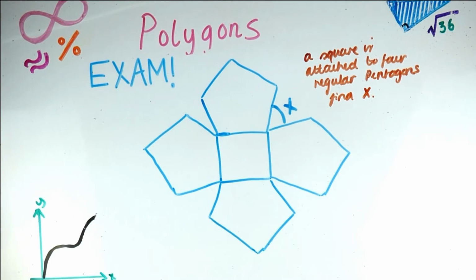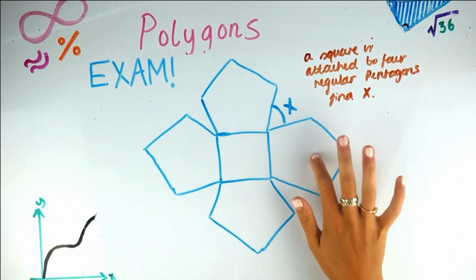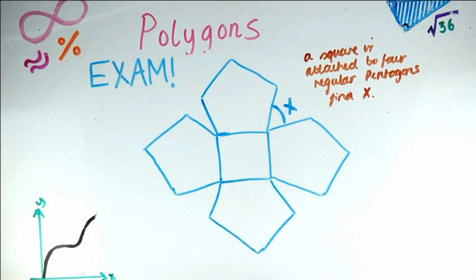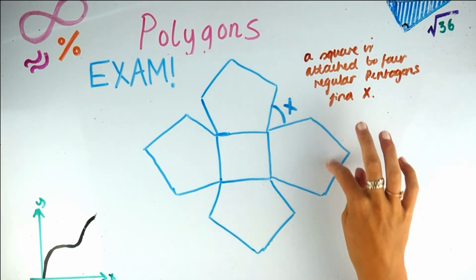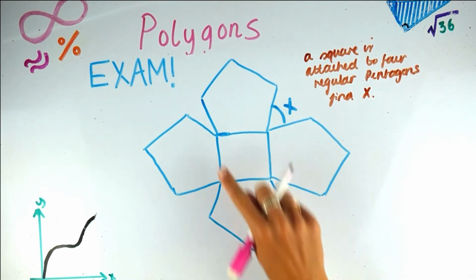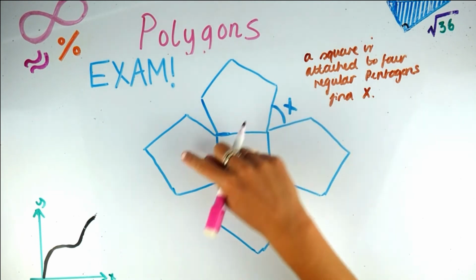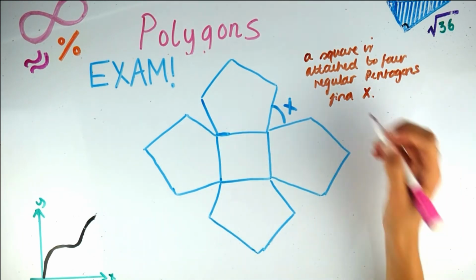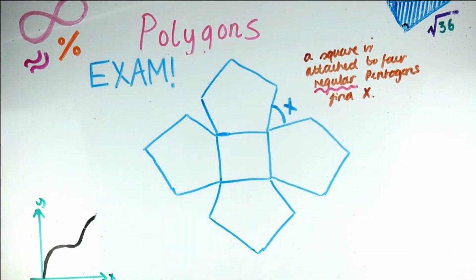So here is the diagram, which is really poorly drawn, and I am sorry about that. These are supposed to be regular pentagons, so all these lines are actually the same size, and all these interior angles are the same, okay? So, a square is attached to 4 regular pentagons, find x. So this is my square, and these are my 4 regular pentagons. So important to note, regular. So find x. First of all, what do we know we can actually find?